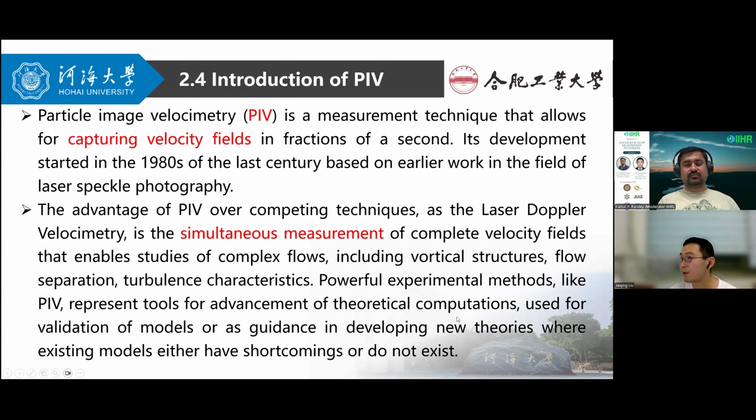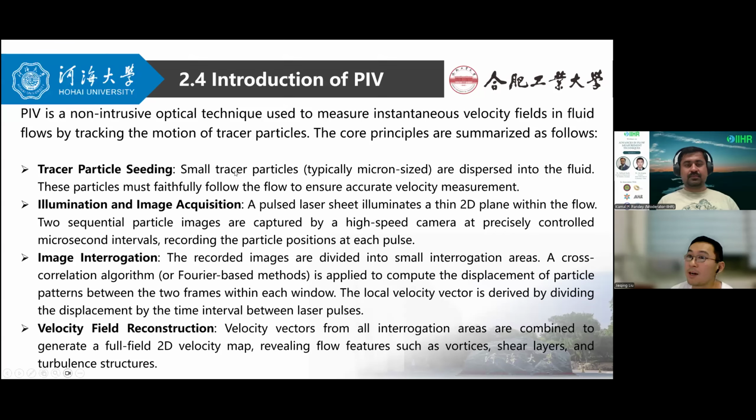Powerful experimental methods like PIV represent tools for advancement and observation, with computations used for validation of math models or as guidance in developing new theories where existing models either have shortcomings or do not exist. PIV is a non-intrusive optical technique used to measure instantaneous velocity fields in fluid.